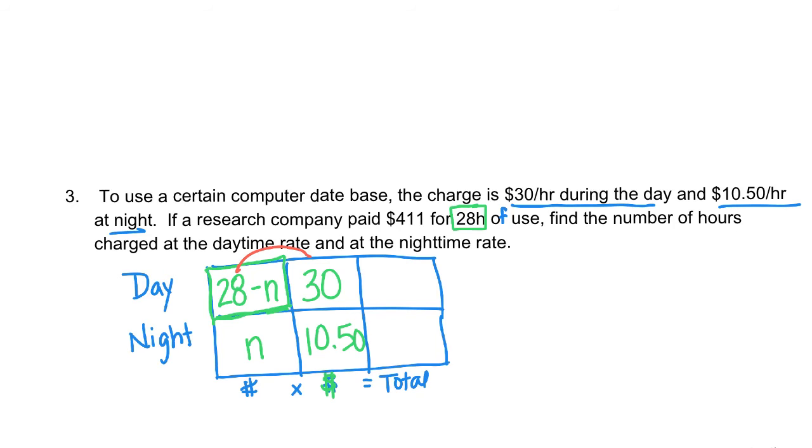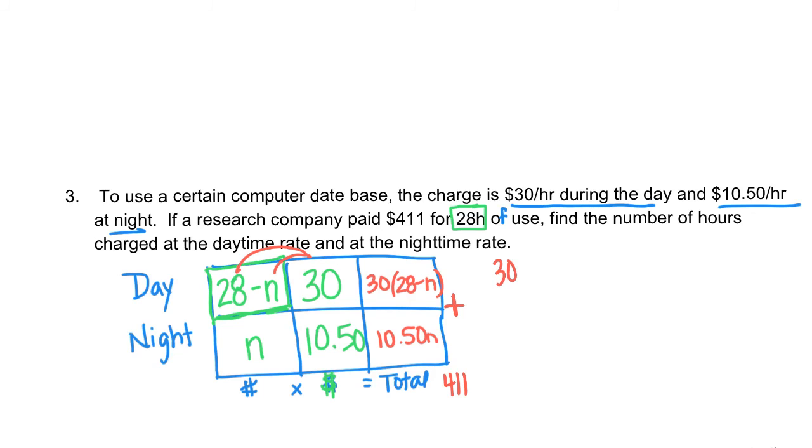When I distribute, I have 30 times 28 minus n and 10.50n. And I guess I could have used systems of equations, but I just used it in regards to 1 variable. Sorry about that. All right, so remember to find the total, I have to add these and make it equal to 411.